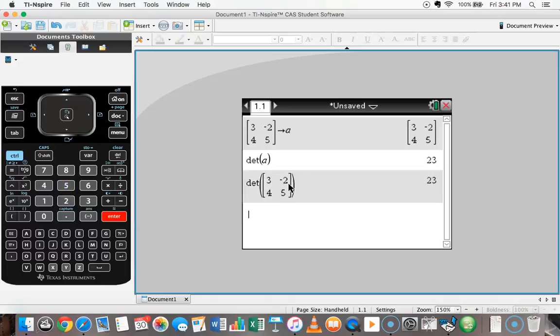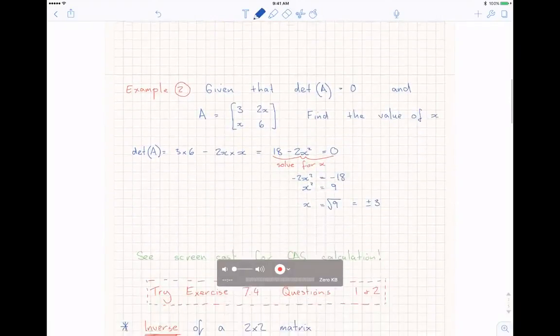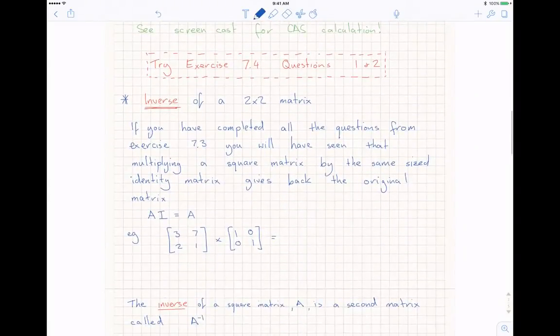Press enter and it would still calculate it exactly the same way, but we didn't have to store it in that instance. So now pause, just have a go at questions 1 and 2 from 7.4. They're both related to determinants before you go on to calculating inverses.